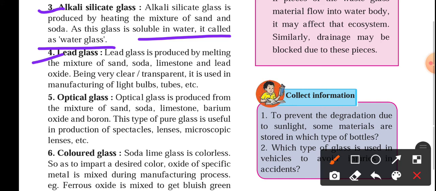The next one is lead glass. Lead glass is produced by melting a mixture of sand, soda, limestone and lead oxide. Being very clear and transparent, it is used in the manufacturing of light bulbs, tubes, etc.